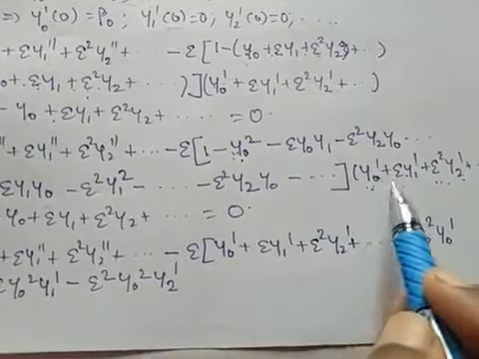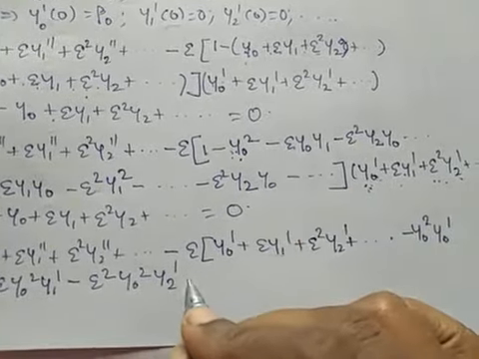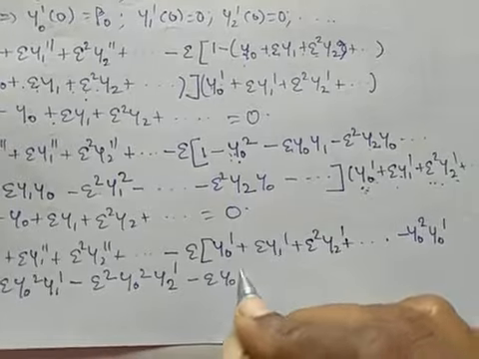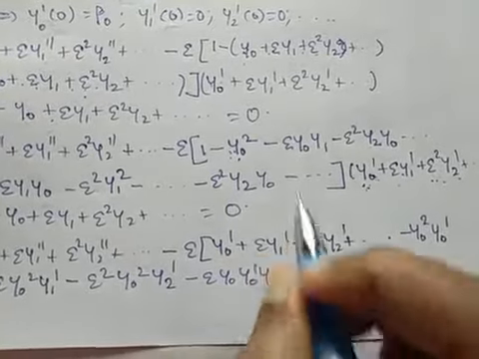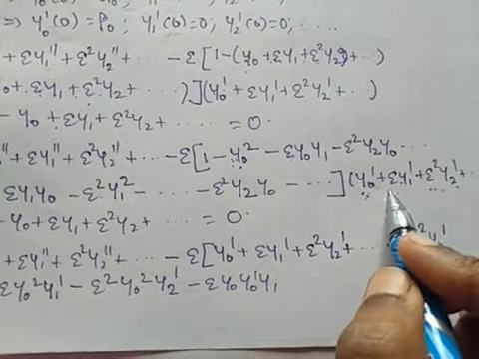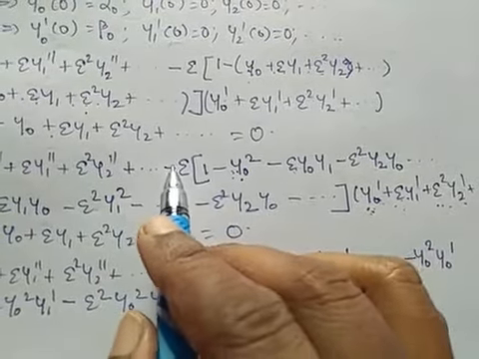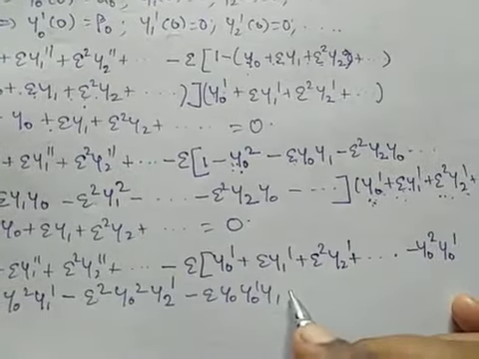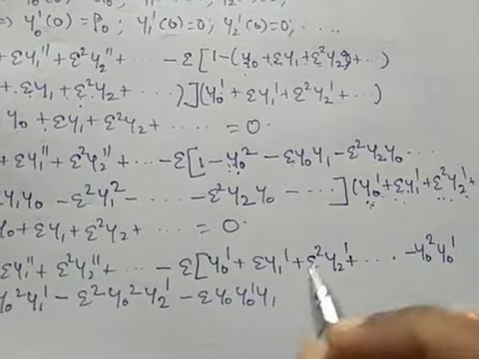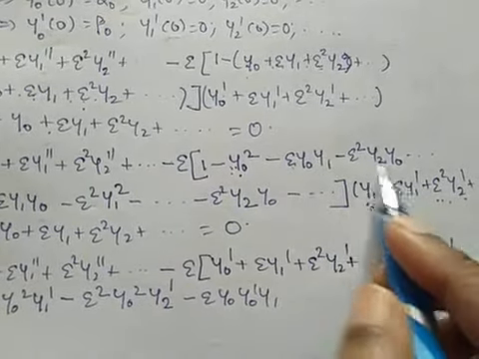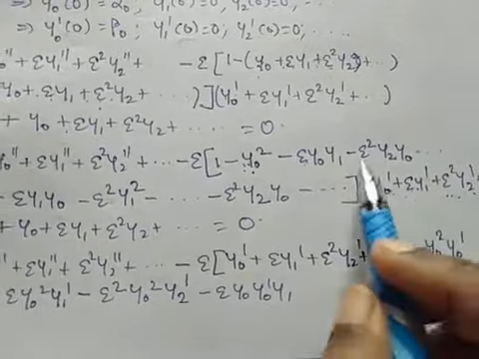When we multiply this with this, minus epsilon y0, y0 dash, y1 and epsilon into epsilon will become epsilon square, and if we multiply with this it will become epsilon cube. So higher powers I am neglecting. Similarly, if we multiply this with, it will become higher powers.